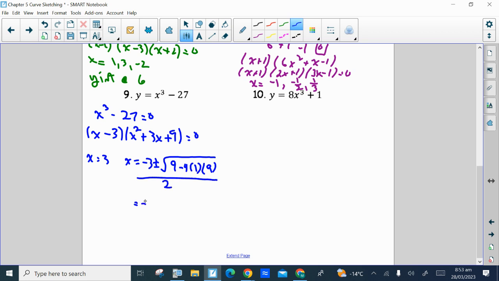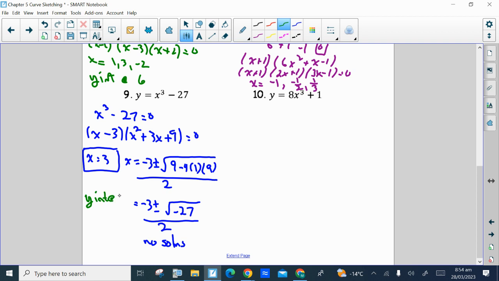And in this case, once again, we're going to get a negative under the radical. It's going to be 9 minus 36, which is negative 27. Can't take the root of a negative number, so there are no solutions to that one. But we do have one x-intercept. That's positive 3. And again, the y-intercept is the value of the constant term, in this case, negative 27.